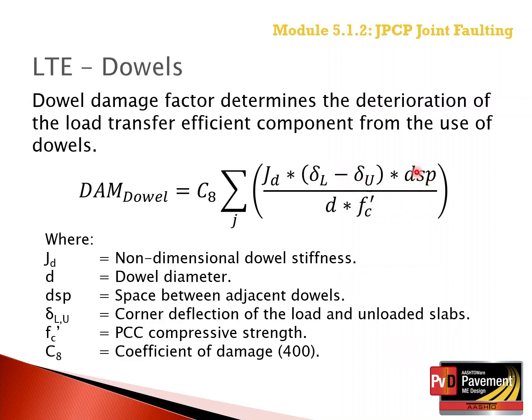The DSP is the space between adjacent dowels. The D is the dowel diameter. The F'C is simply the concrete compressive stress. And the C8 value or coefficient is a calibration coefficient of damage and is equal to 400.